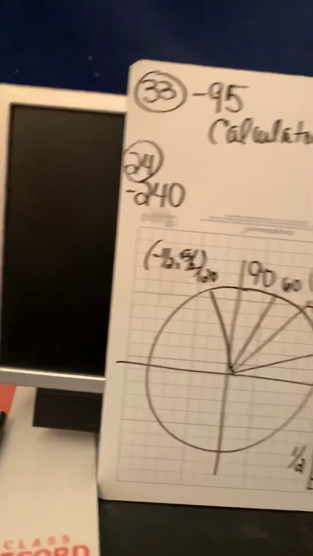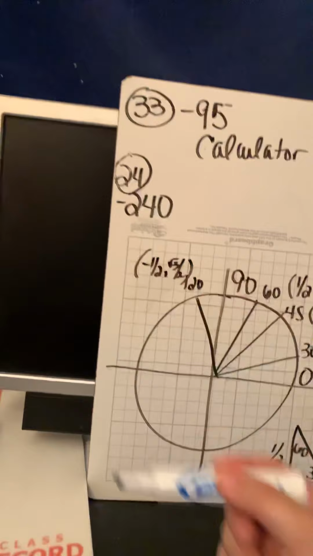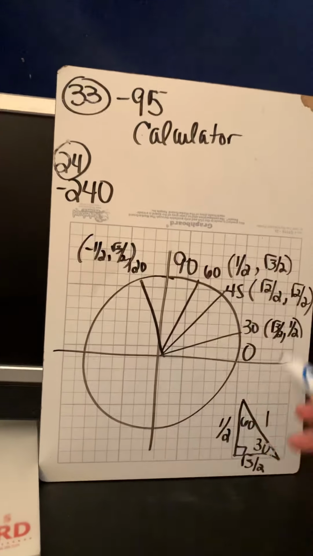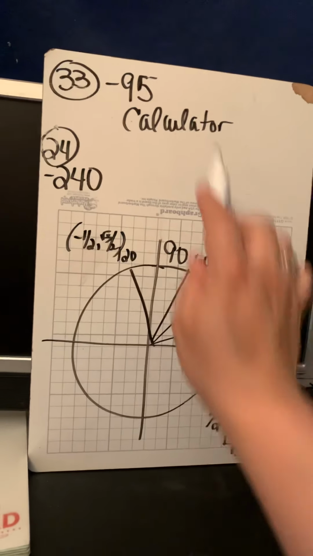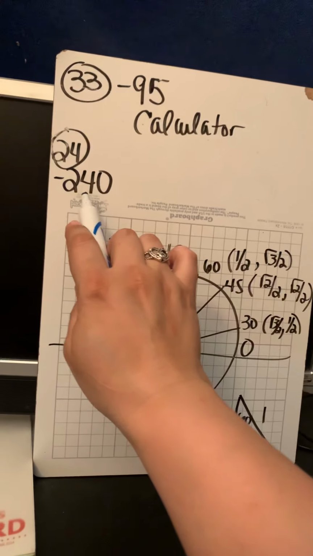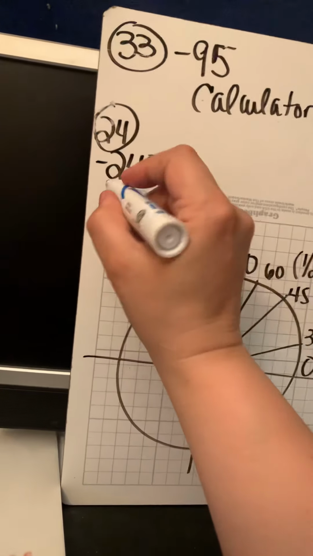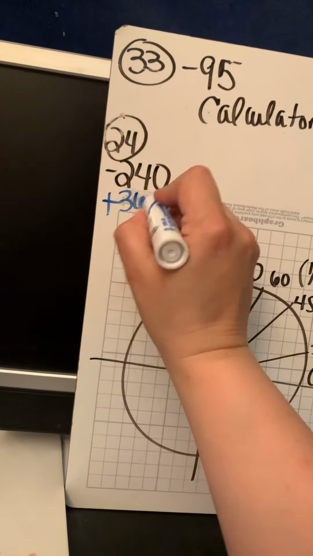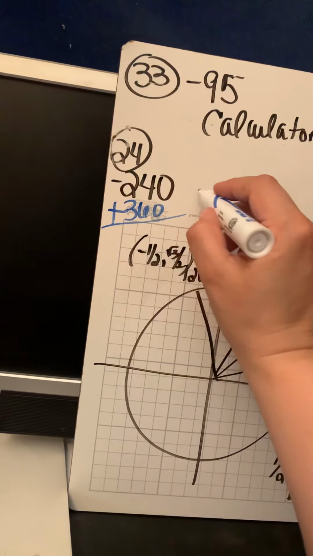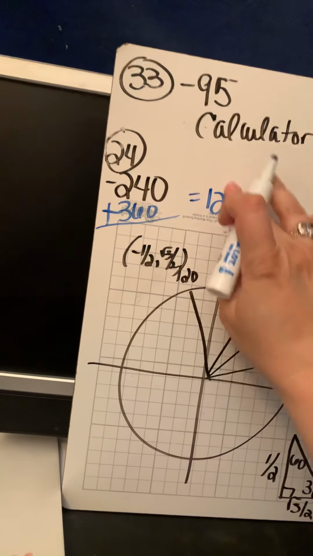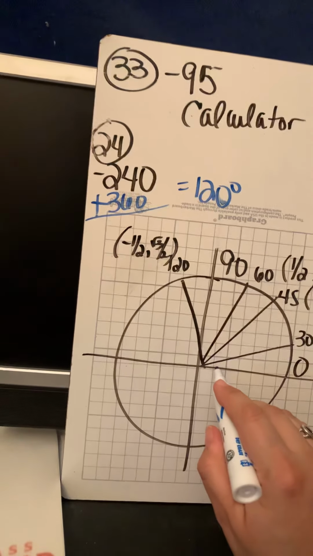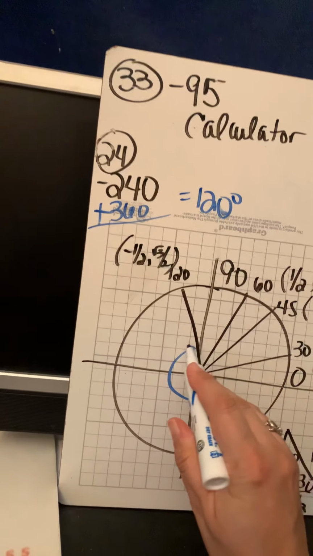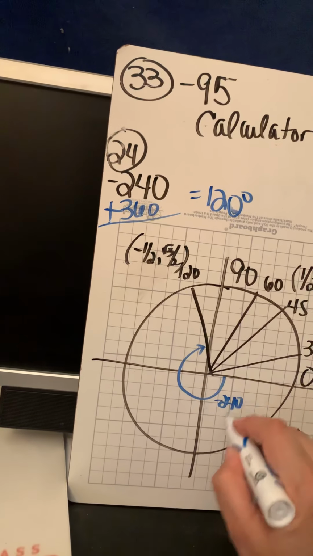Next is when you get to problems like number 24. I went ahead and just did a ditty of the unit circle real quick again. And they give you negative 240. Well, again, what did I say to do? You're going to add 360 to it. So when I add 360, I get 120 degrees. Because negative 240, if it starts here, is going to go right here.